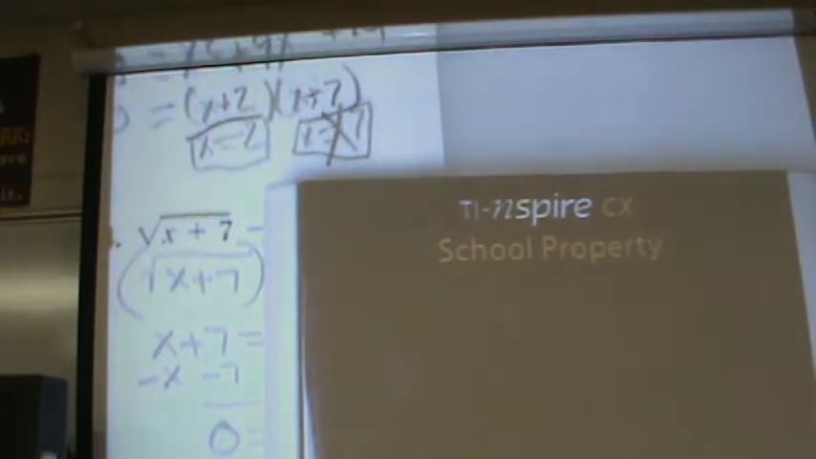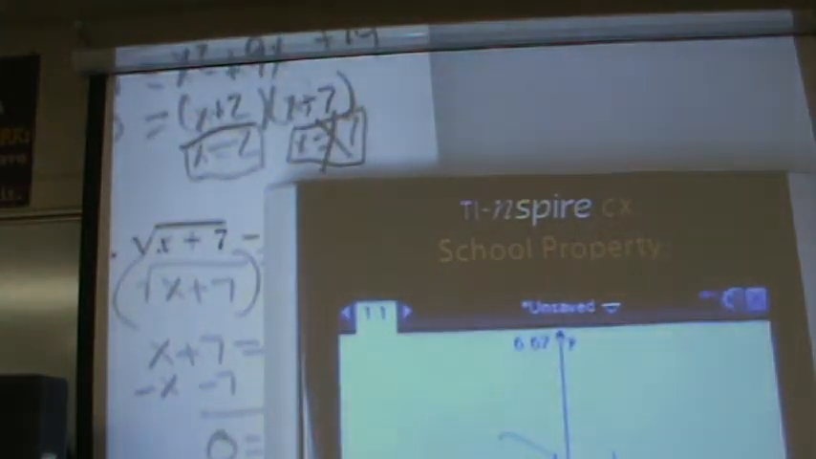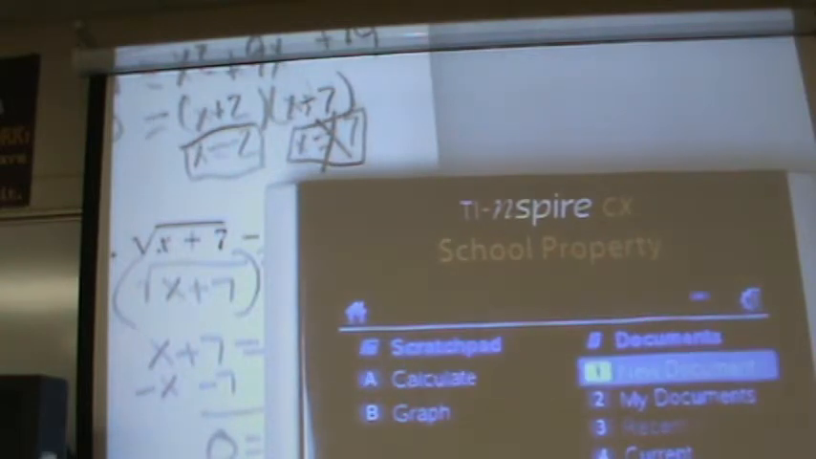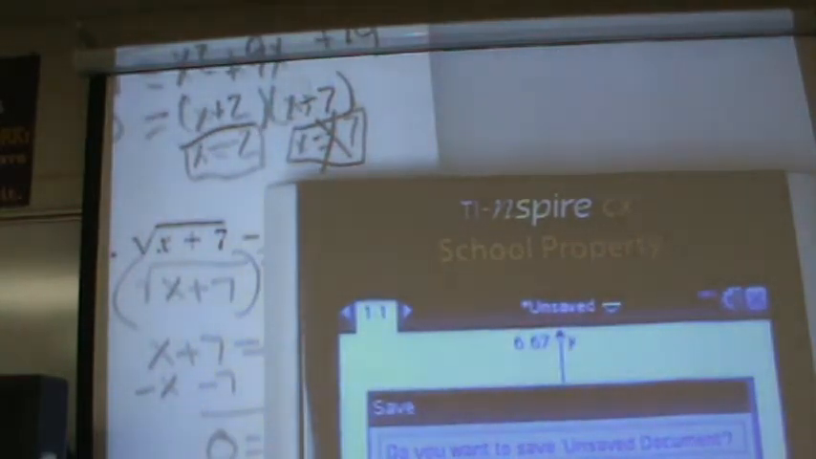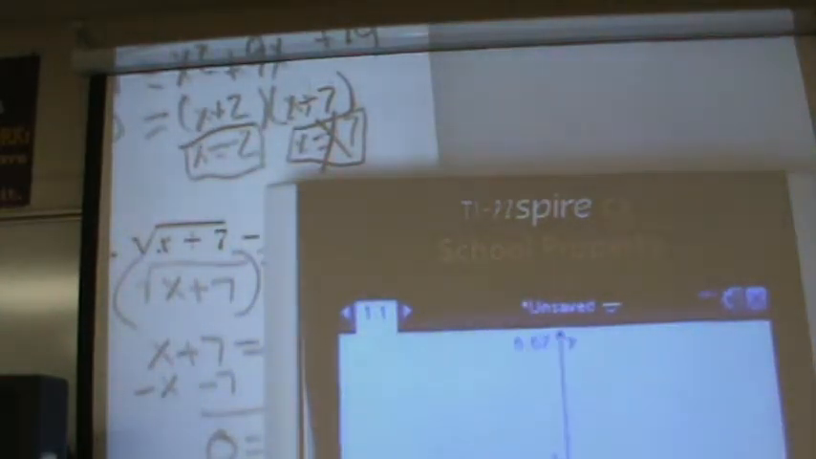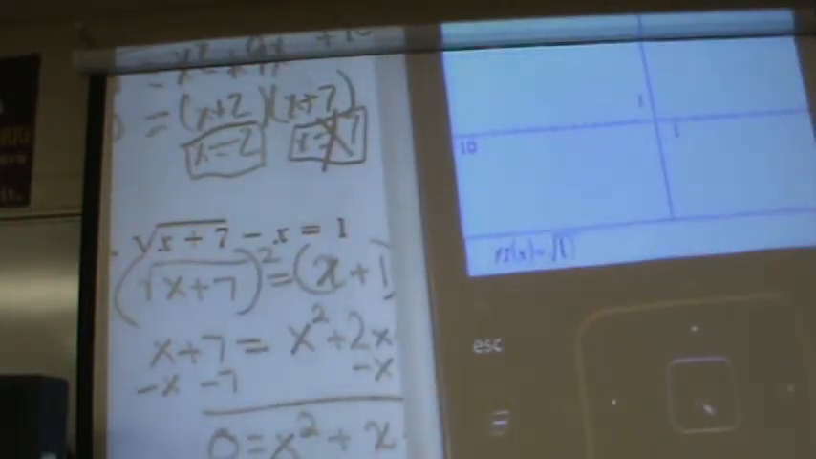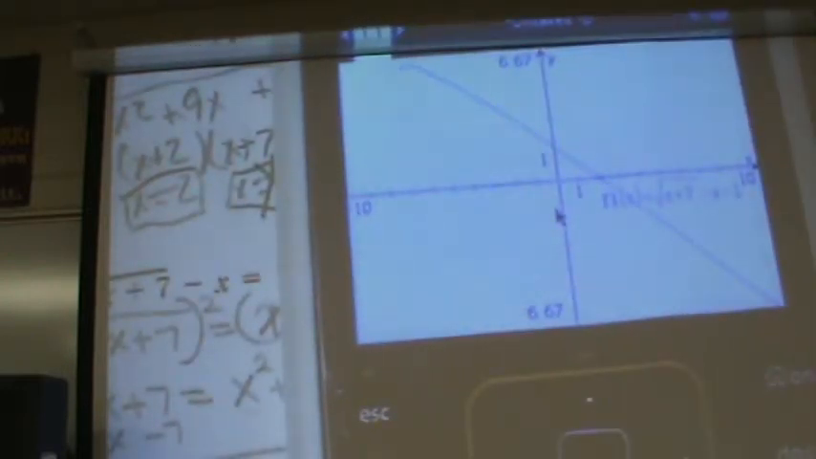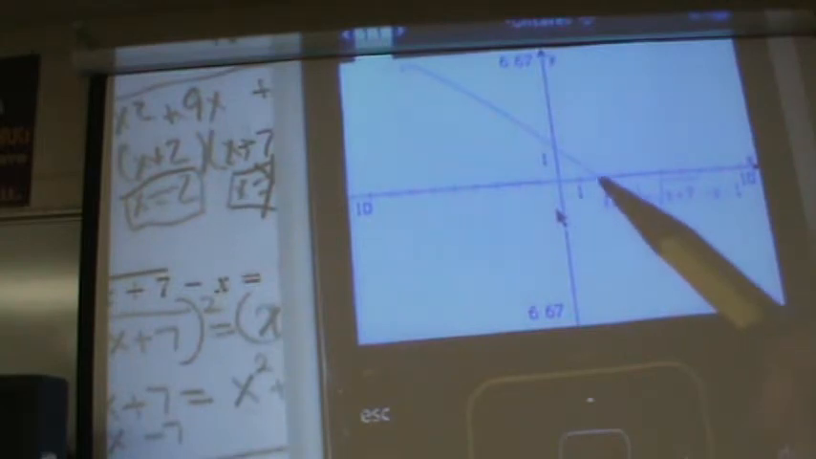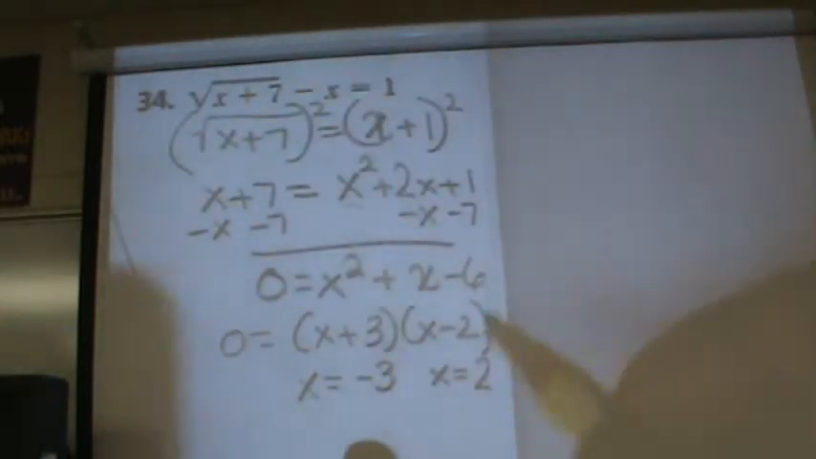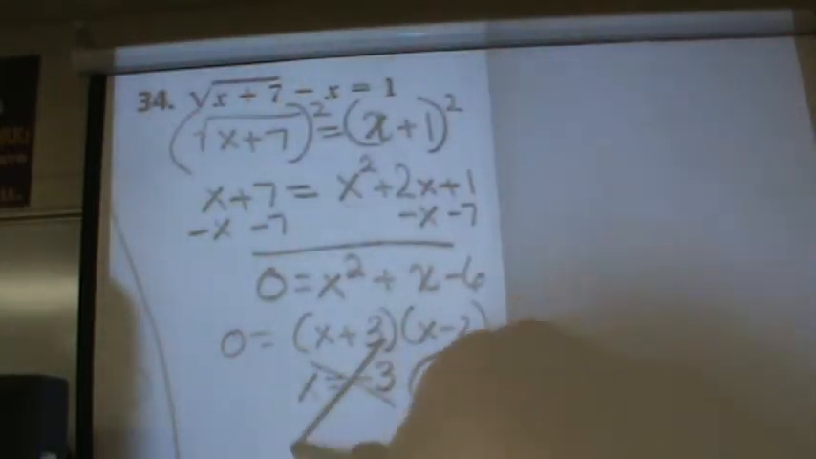So go to menu, actually, sorry, go to graph. We're gonna do a new document. We're gonna get rid of the old one, add a graph, and we're gonna type in square root of x plus 7, bump yourself out, minus x, and then minus 1. And hit enter. And what's your answer? 2. Why didn't the other one work? It's extraneous.